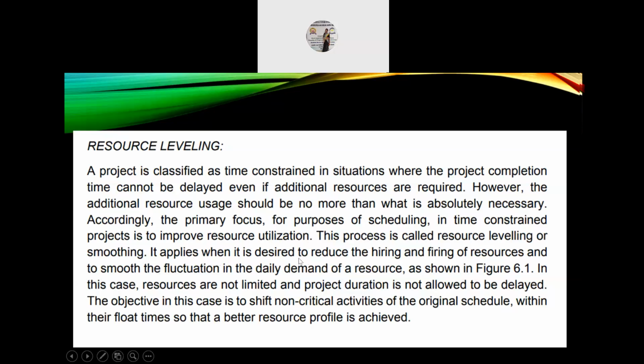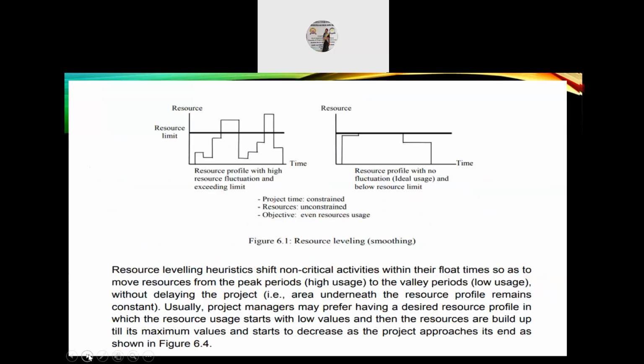It applies when it is desired to reduce the hiring and firing of resources and to smooth the fluctuation in the daily demand of a resource. So in this case, resources are not limited and project duration is not allowed to be delayed. The objective is to shift non-critical activities of the original schedule or plan within their float times so that a better resource profile is achieved.